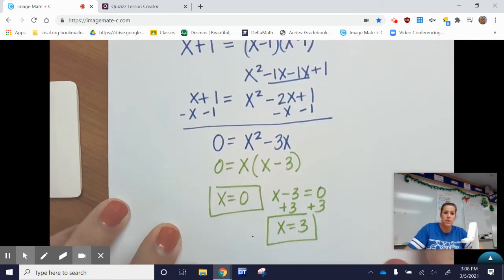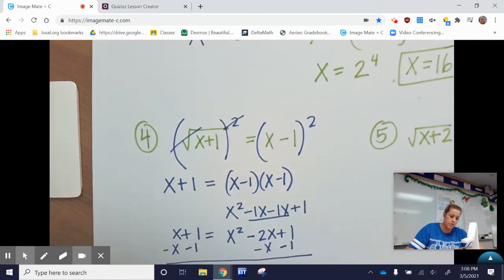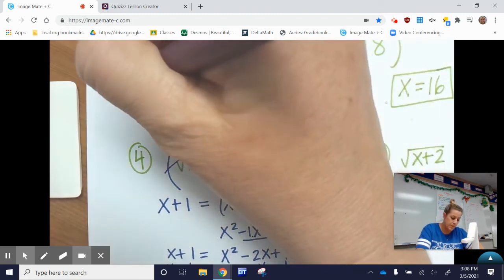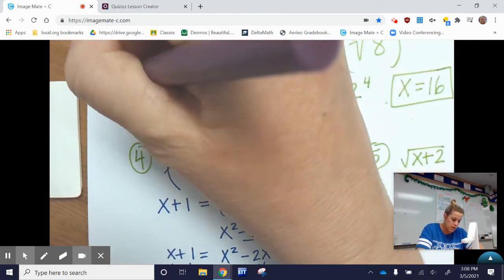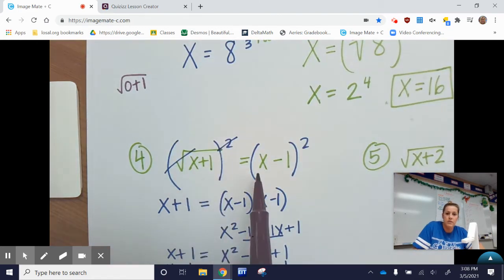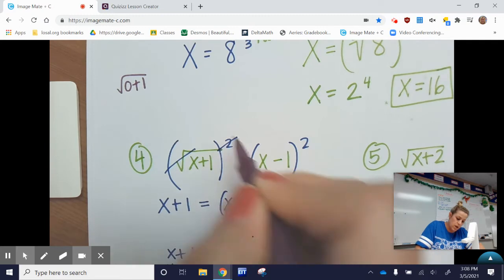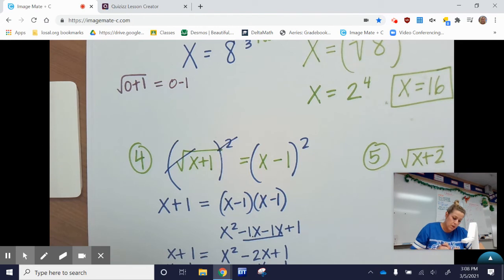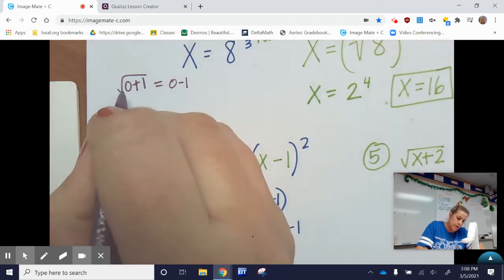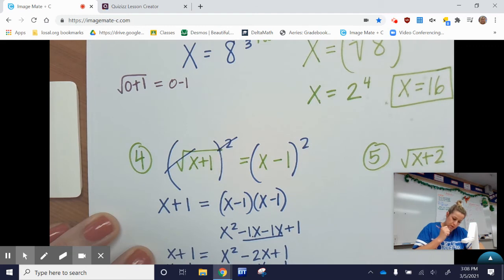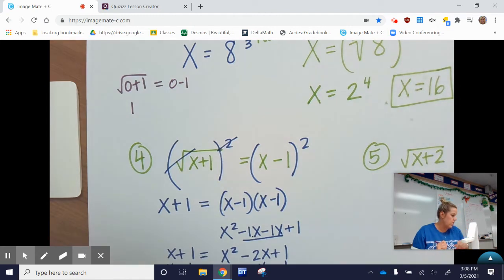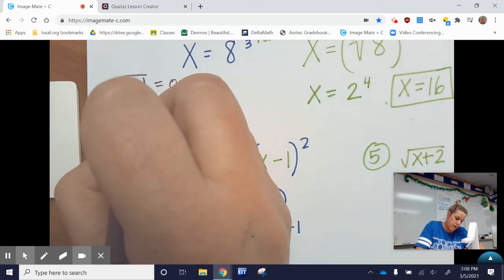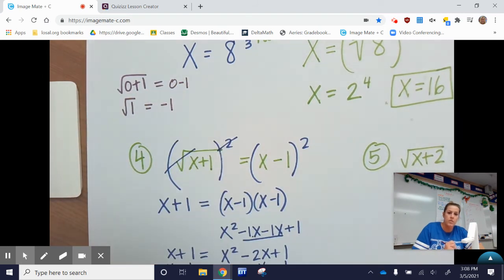All right, and then the last thing we do have to do is check for our extraneous solutions. So if I plug in 0, I'm going to go all the way up to my original problem here, and I'm going to use this little space up here. So I'm putting 0 in all of the x values, and then I'm going to get the square root of 0 plus 1 equals 0 minus 1. So 0 plus 1, I get 1, square root of 1. Uh-oh, and then I'm going to get a negative 1.